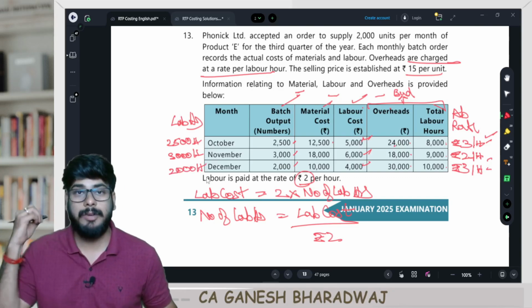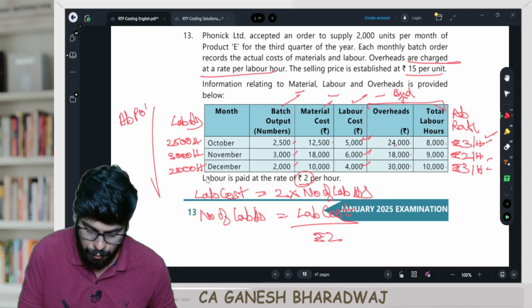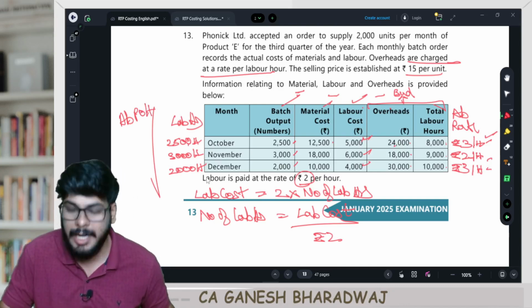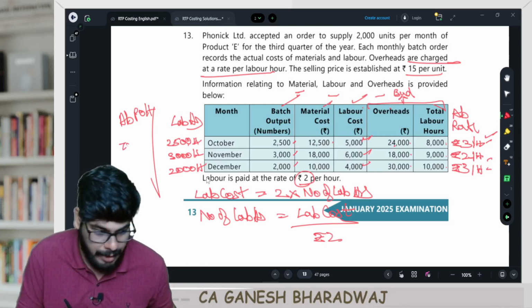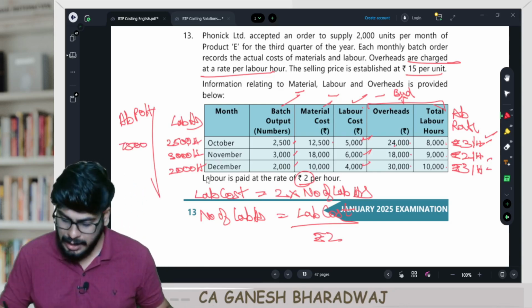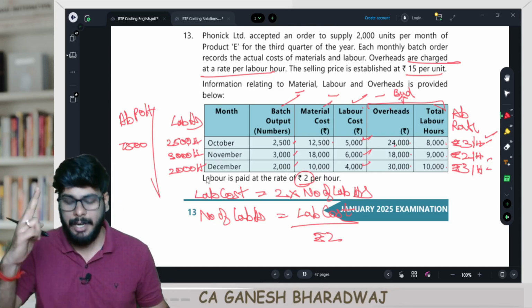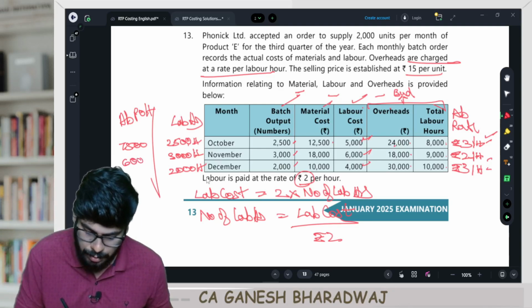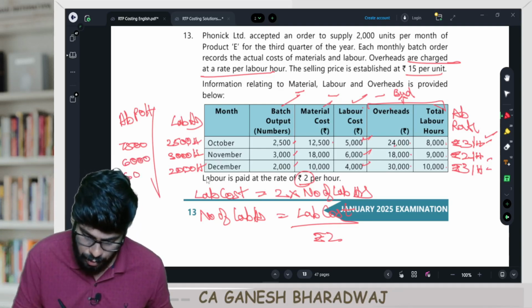Correct? So how much is going to be the absorbed overheads? Can I say the absorbed production overheads is going to be 2,500 into 3 rupees. So for the month of October, the absorbed overheads is going to be how much? 7,500 rupees. Right? Similarly, for the month of November, it's going to be how much? 3,000 hours, each hour I need to charge at the rate of 2 rupees, 6,000 rupees. And for the month of December, it's 2,000 into 3. Once again, it's going to be 6,000 rupees.